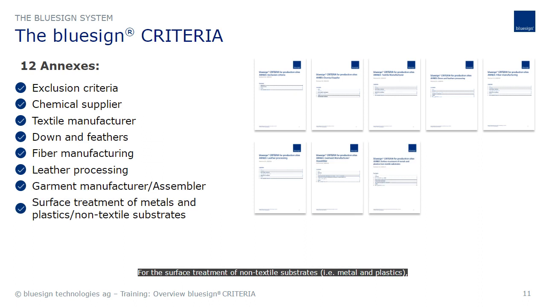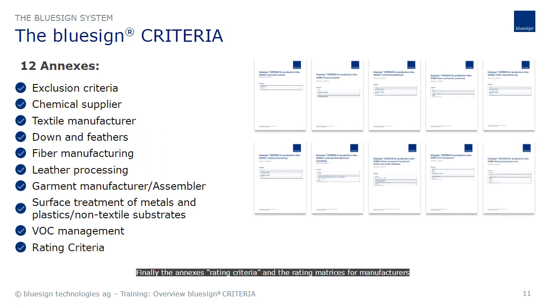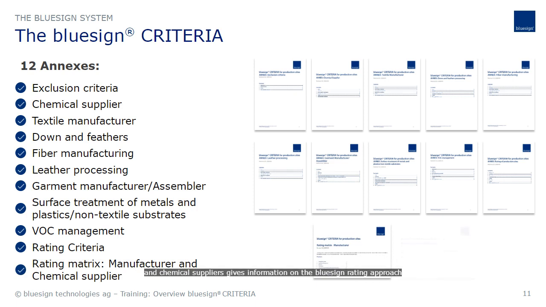For the surface treatment of non-textile substrates, that is metal and plastics, the requirements are summarized in a separate annex. For all operations which involve significant amounts of organic solvents, specific requirements are compiled in the annex, VOC management. Finally, the annexes, rating criteria and the rating matrices for manufacturers and chemical suppliers give information on the Bluesign rating approach for production sites.